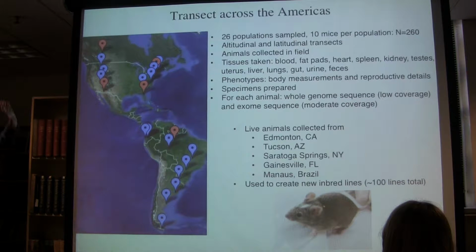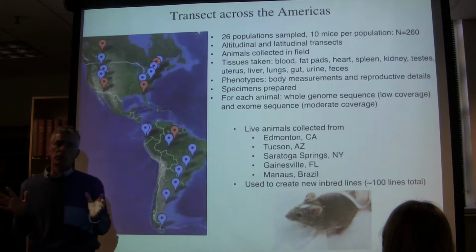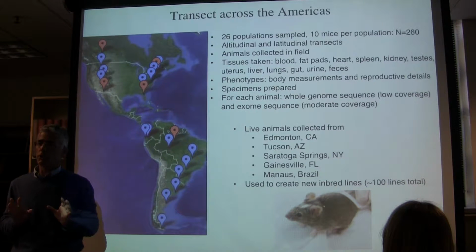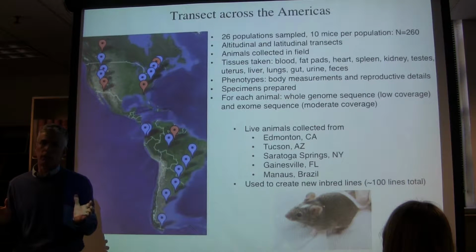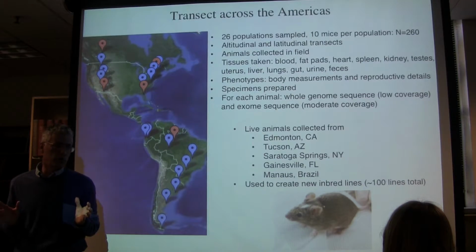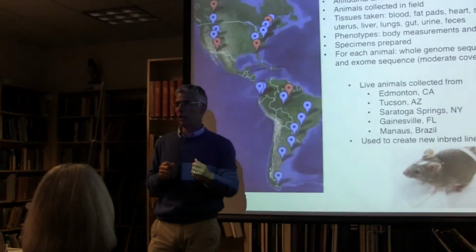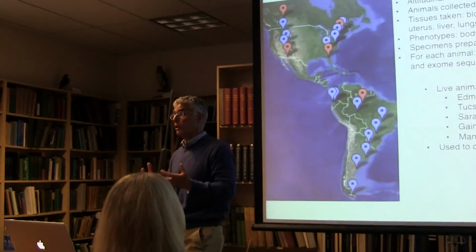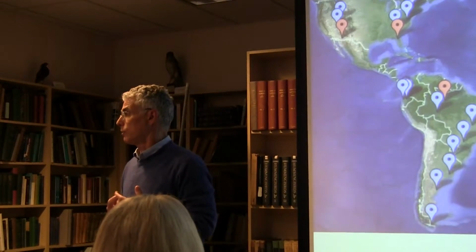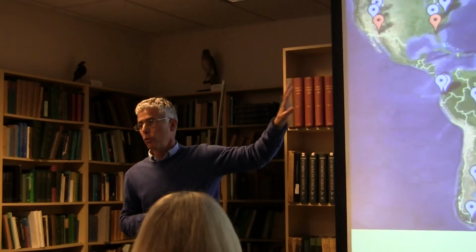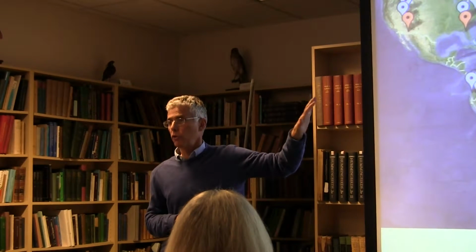But in addition to sampling 26 populations in the wild, we collected these live animals and we've used them to start new inbred lines of mice. And this is just a little bit of an aside, but all laboratory mice that are used over the entire world by biomedical researchers derived from a very limited set of founders, and representing a very small amount of the genetic variation that exists in the wild. So part of the motive for this project was to establish a large new collection of inbred lines that can be made available to biomedical researchers everywhere.